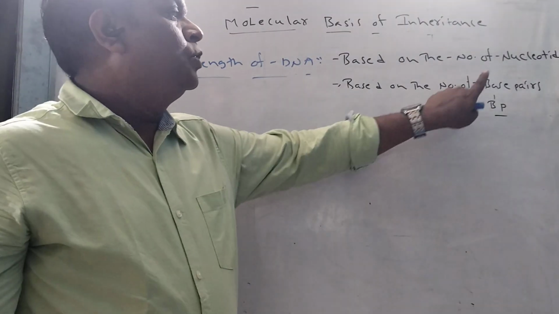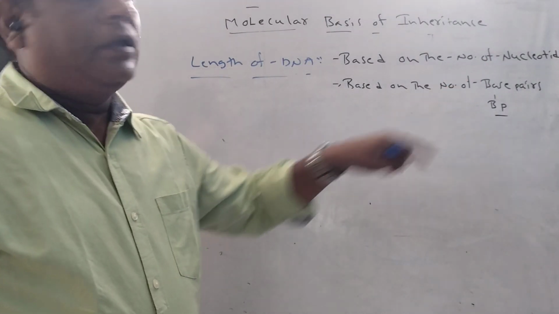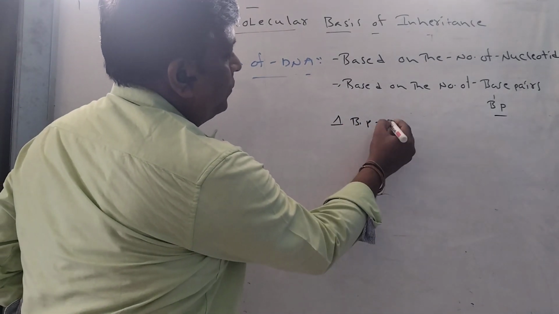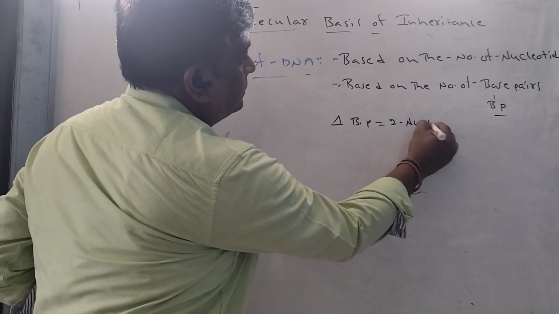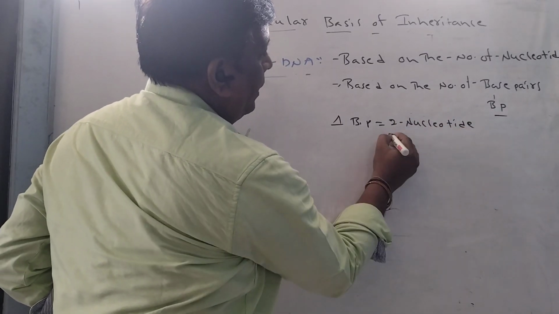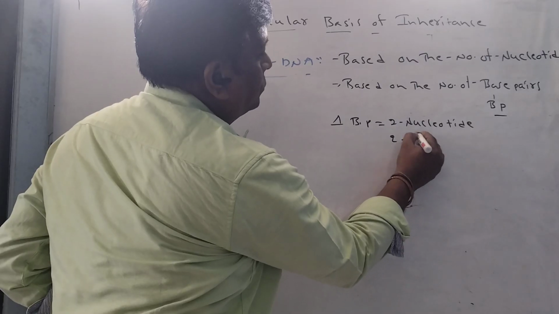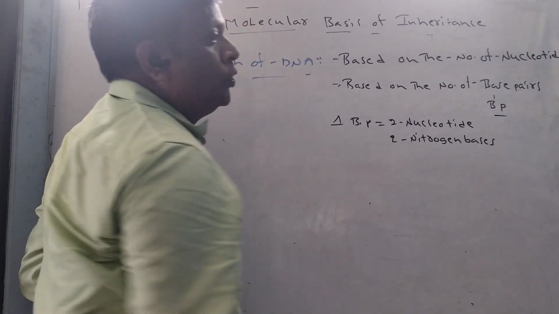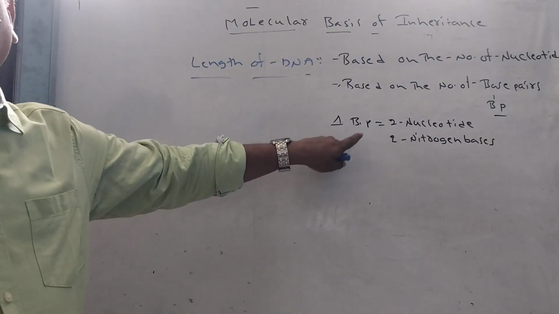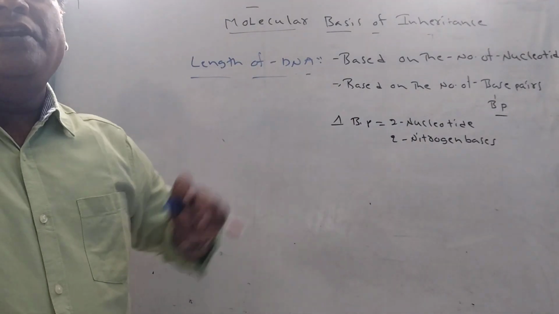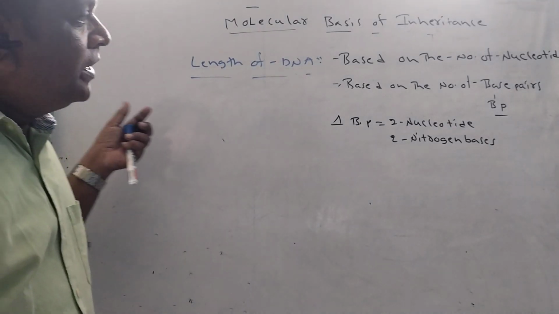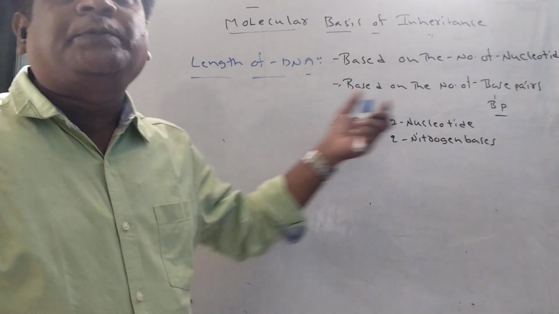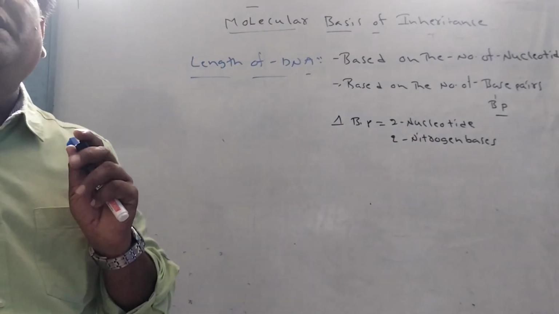One base pair is equal to two nucleotides, or we can also consider it as two nitrogen bases. So how many nucleotides are present, how many nitrogen bases are present, and how many base pairs are present, that is how we consider the length of the DNA.